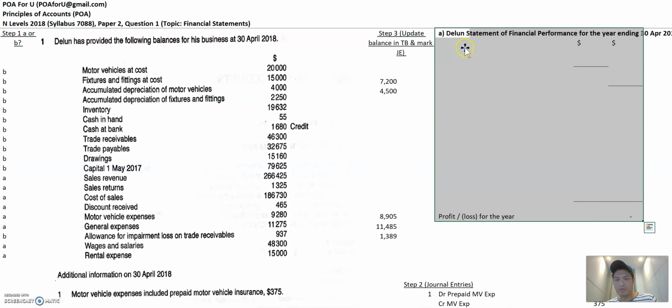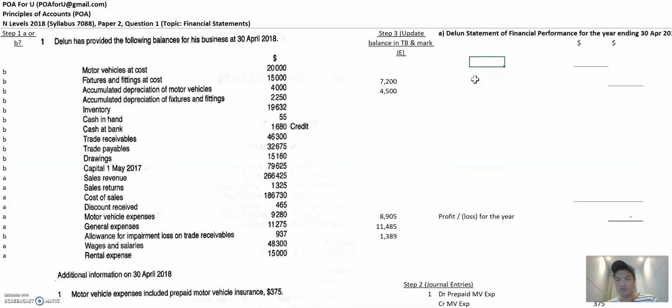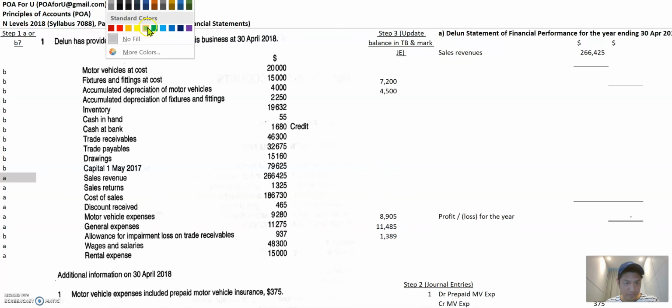So we're going to put a statement of financial performance format here, and this is a trading company, and a trading company always starts with sales revenue. So I'm going to pick up all the A's that we've marked and transfer them here. The first A is sales revenues, and this is 266,425. Let's use the original number because there's no new number here. Then I'm going to mark this as done.